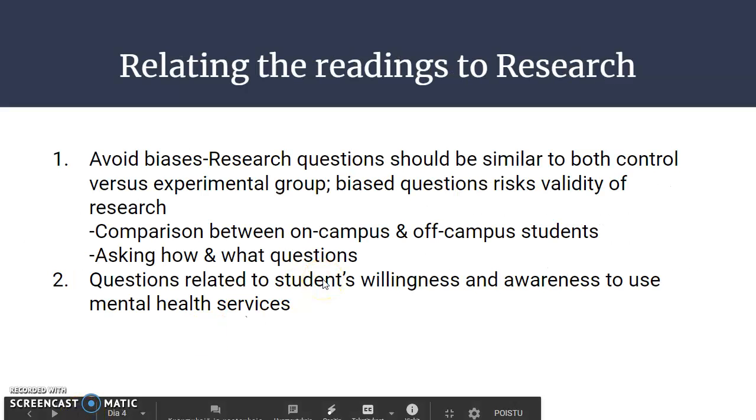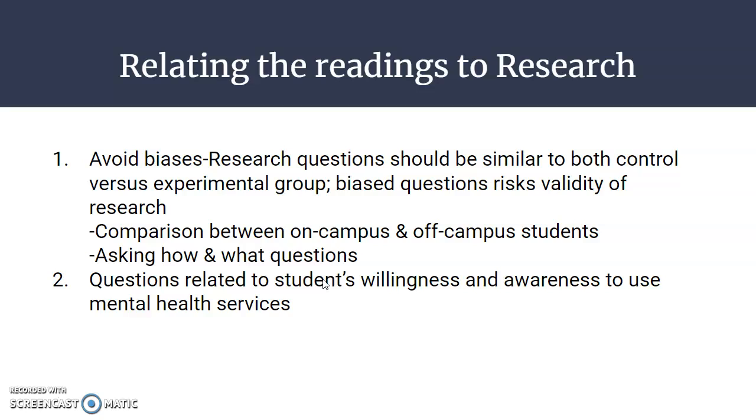And then lastly, how I would relate these readings to our research. So no matter what type of research you're doing, you definitely want to make sure that you avoid biases. Our group is comparing on-campus to off-campus students and their mental health. So these research questions should be similar for both of these groups. And if we're asking different types of questions or our questions are worded in a way that they're biased, we're definitely risking the validity of the whole research.